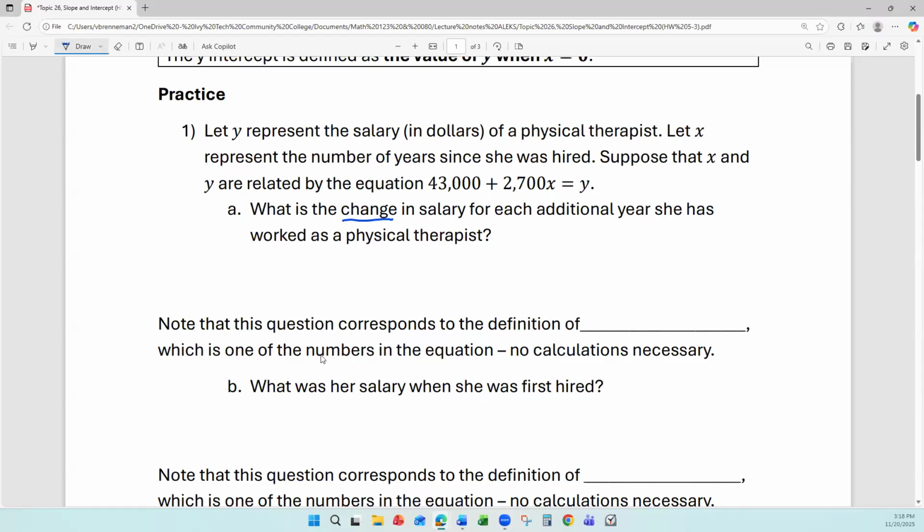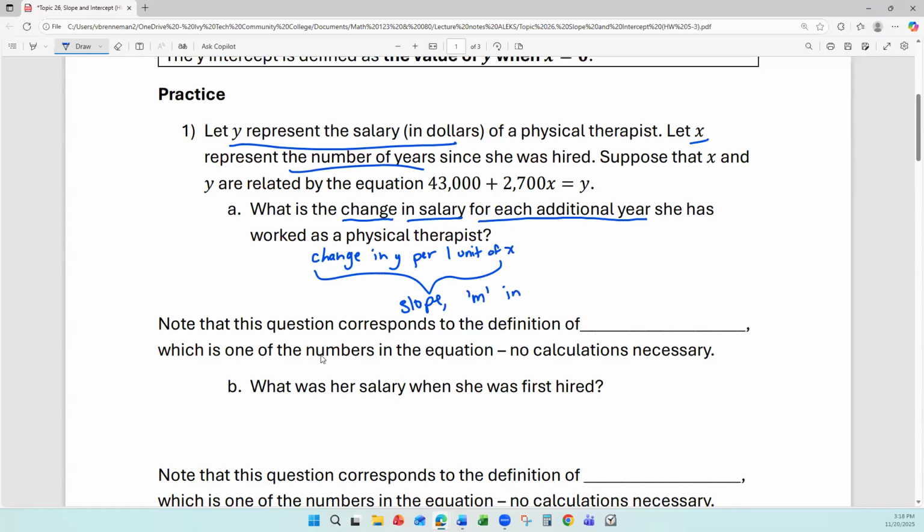Change is key here. Change in salary. Salary is what y represents. Y represents the salary. So this is change in y for each additional year. X is the number of years. So this is change in y per 1 unit, each 1 additional year of x. And that is exactly the definition of slope. It is the m in y equals mx plus b.